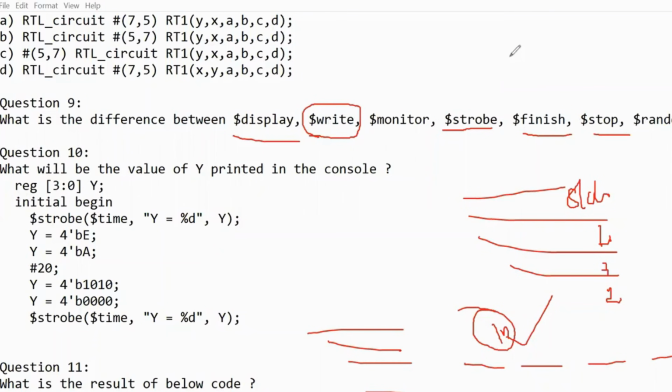What is the difference between $finish and $stop? $finish is to stop execution. Coming to $stop, it will come out of the simulation. So $stop is nothing but the simulation will be suspended, and here the simulation will be terminated.